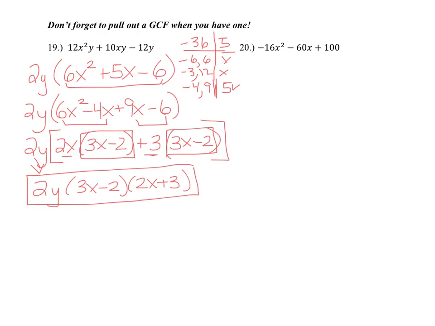Okay? I will give you a hint. In number 20, your GCF is negative. So feel free to stop the video and give it a try. I'm going to go ahead and explain it. So remember, when I taught you GCFs, if the leading coefficient is negative, I have to pull out a negative number. All right, so because that's negative, I'm going to pull out a negative number.